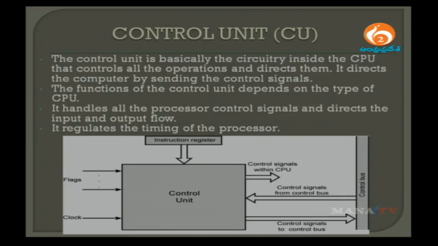Yes, I'll read the first point once again. The control unit is basically the circuitry inside the CPU that controls all the operations and directs them. It directs the computer by sending the control signals. All right. When I say this point, the most important thing that you have to remember is, let me give you an example. So why do we put water into the bottle? Yes, this bottle is a control unit. For example, imagine we have a bottle and we are putting some water into the bottle. Why? Because later we can have the water from the bottle, isn't it? So this is also the same.